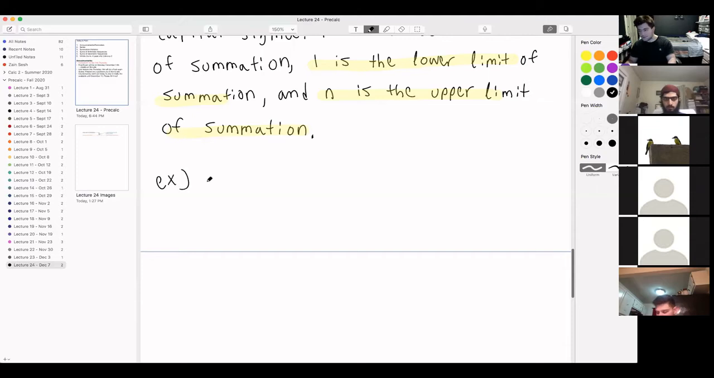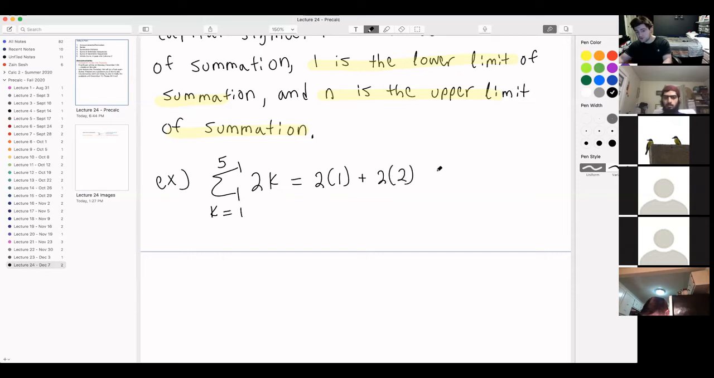Okay, so example. Let's talk about this guy. We have the sum from k equals 1 to 5 of 2k. All right, so what is this equal to? Well, I plug in the numbers 1 through 5 into 2k and add them together. It's going to be 2 times 1. You plug in the lower limit of summation, and you keep going until you hit the upper limit of summation. So it's 2 times 1 plus 2 times 2 plus 2 times 3 plus 2 times 4, and since this upper number is 5, I stop after plugging in 5.